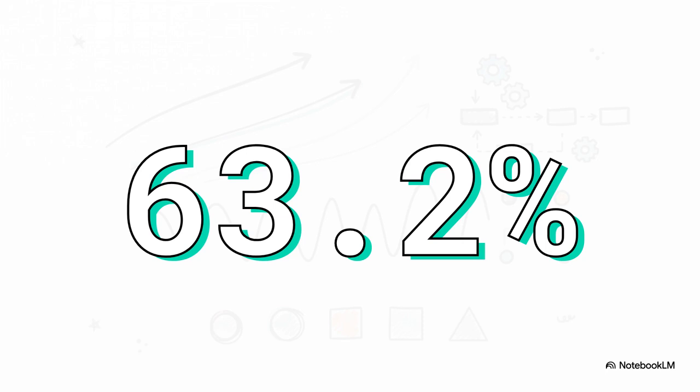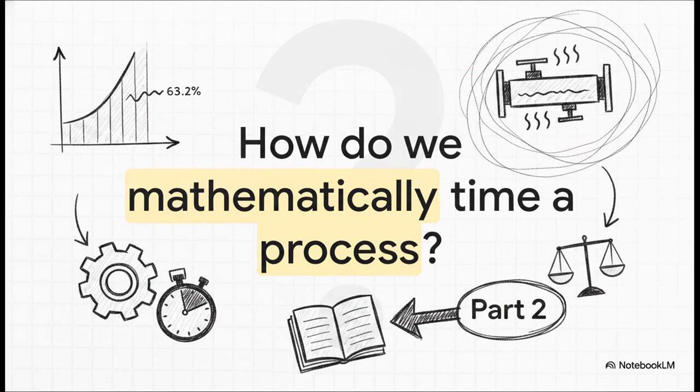Well, the magic number in process control is 63.2%. That 63.2% mark is the absolute key to calculating a process's time constant, which completely removes the guesswork from your tuning. In part 2 of this explainer, we are going to reveal the exact math behind it and show you how to apply it to a real-world heat exchanger.